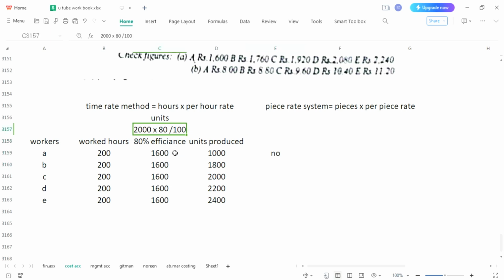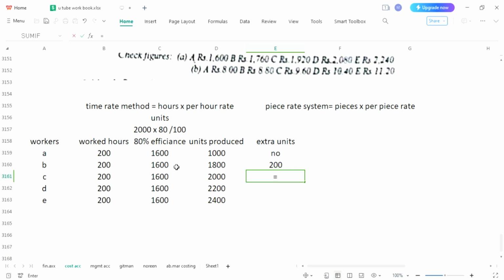You will mention over here extra units, extra hours, it's actually extra units. So you will put extra units. Worker B had produced 1800 units while he was required to achieve the 80% target, that was 1600. So extra units, how many? 1800 minus 1600. This way you will calculate extra units of each worker.